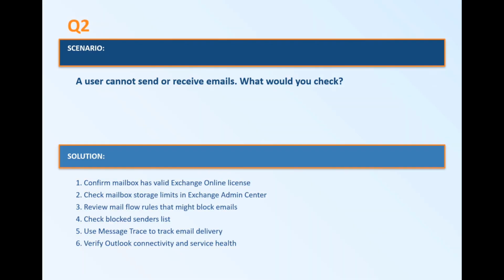Scenario 2. A user cannot send or receive emails. What would you check? Confirm that the mailbox has a valid Exchange Online license. Check mailbox storage limits, mail flow rules, blocked senders, and message trace in Exchange Admin Center. Also verify Outlook connectivity and Microsoft Service Health.